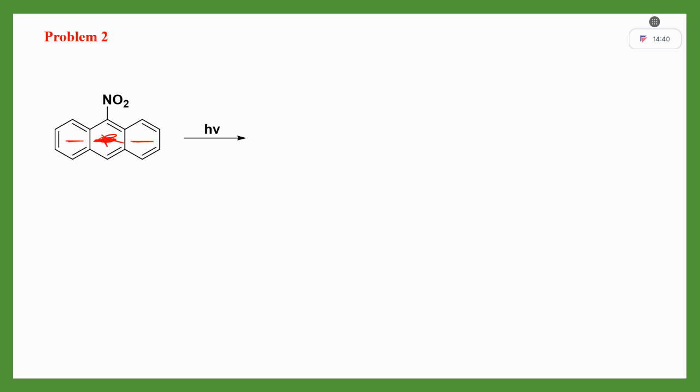Yes or no? Now, the four component is there, but where is the other 2 pi component? It is not there. And moreover, the conditions are h nu. So here there is a possibility of 4 plus 4 cycloaddition. Basically, in this we are getting two products. You have to tell me A and B. Can you see the possibility of 4 plus 4 cycloaddition? Yes or no?